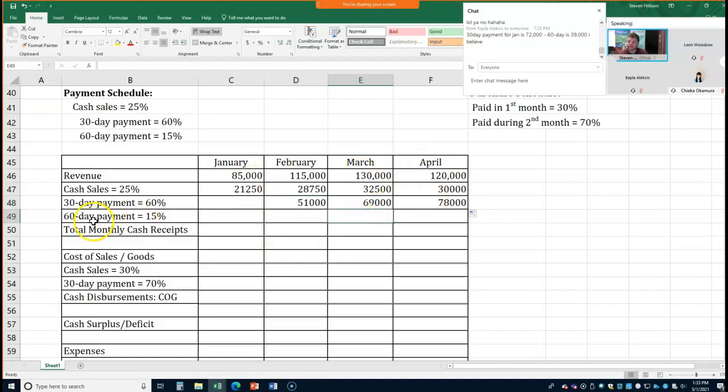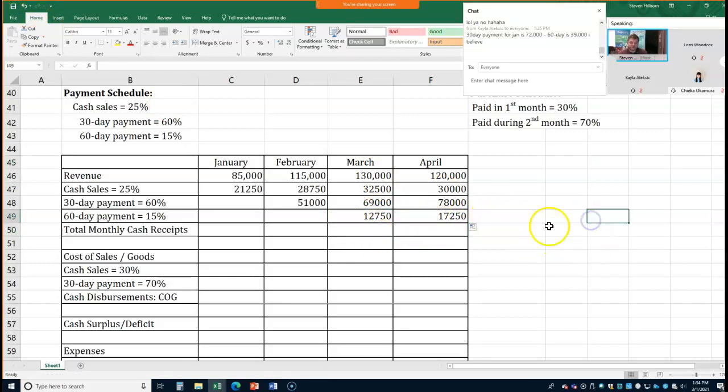And then finally, we'll do our 60-day payment. So we'll have to start here, which is 60 days from January. And 85,000 times 0.15, so that's 15%. And I can only pull that over once. You can keep on going because this would be May, June, July, and so on, but you wouldn't have to for this assignment.